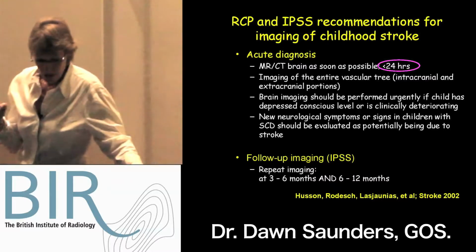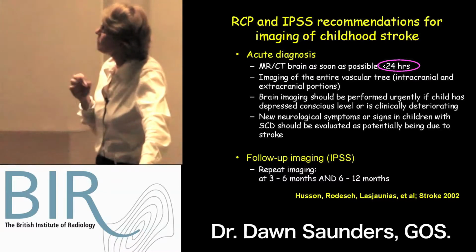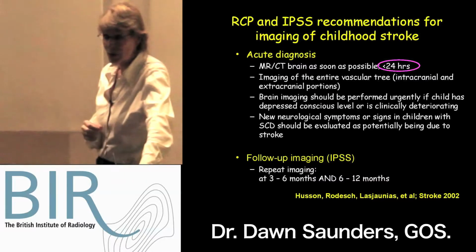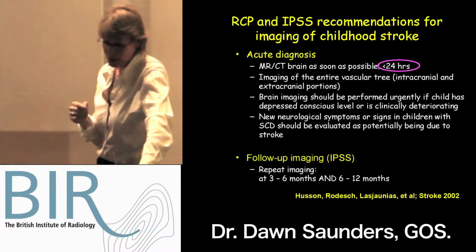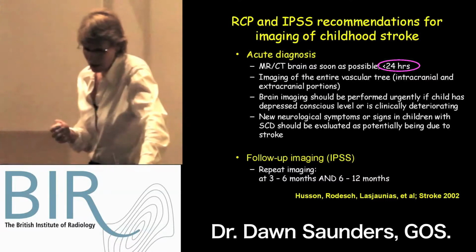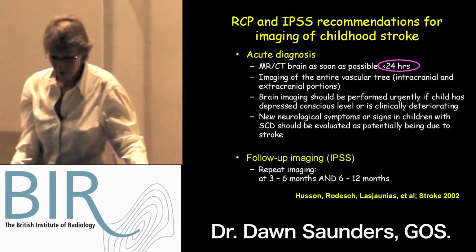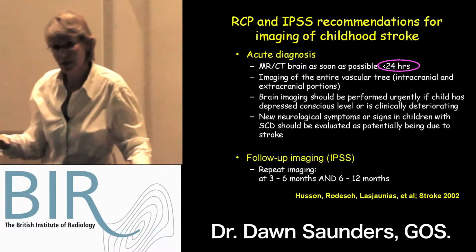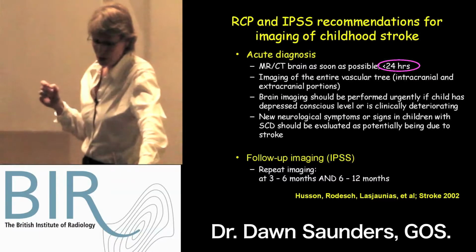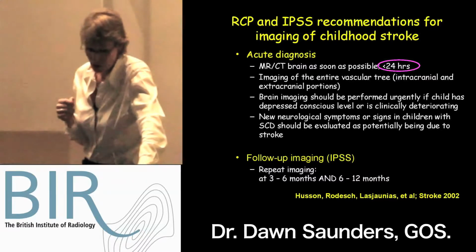We must image the entire vasculature, both intracranial and extracranial, and that's based on the fact, as I'll show you, that 80% of children who have childhood stroke have some form of vascular disease. And the brain imaging should be performed much more urgently if children have depressed conscious level or are clinically deteriorating. And in sickle cell disease, which is perhaps more of a problem in London, new neurological symptoms or signs should be evaluated as potentially being due to stroke.